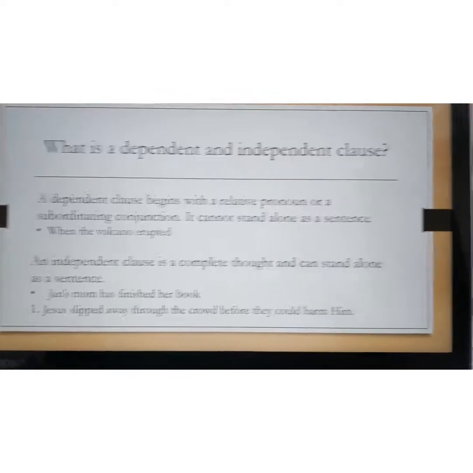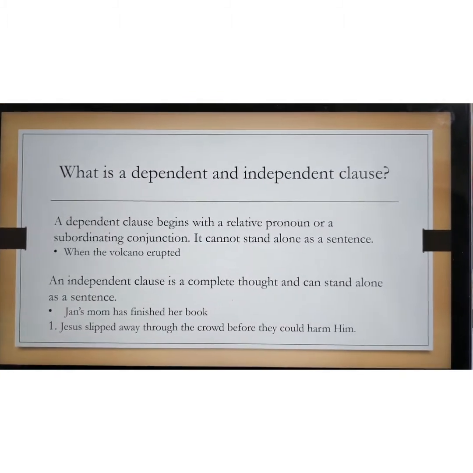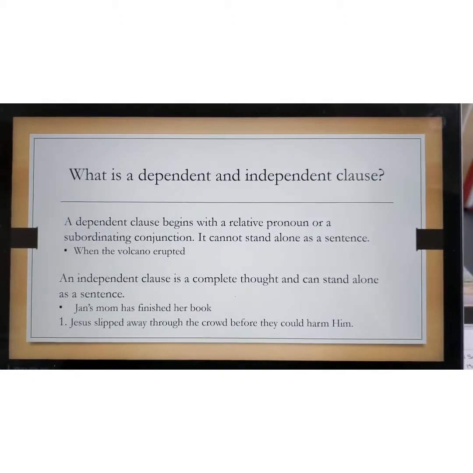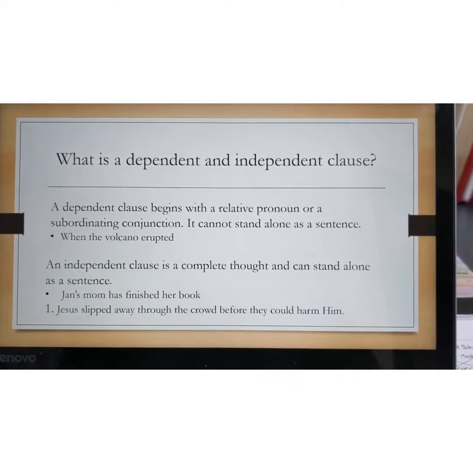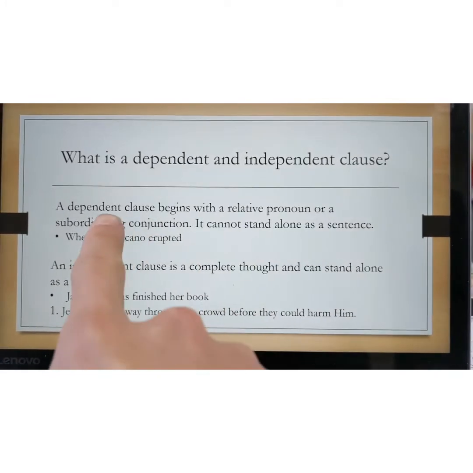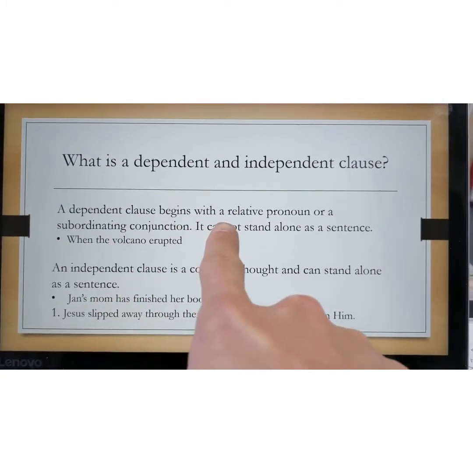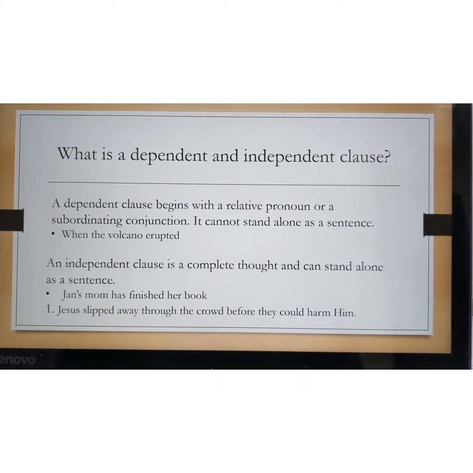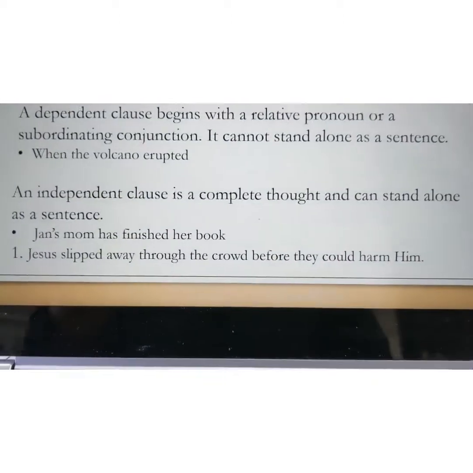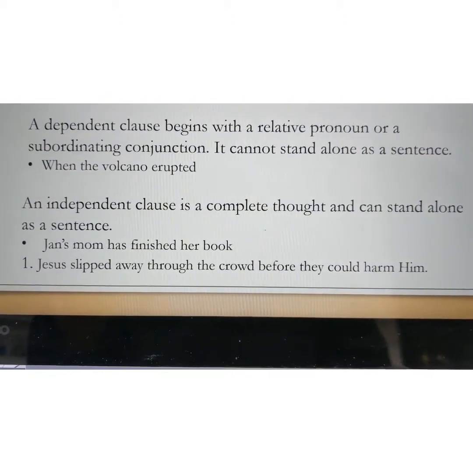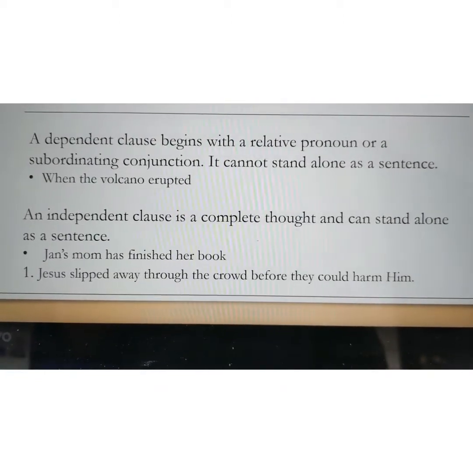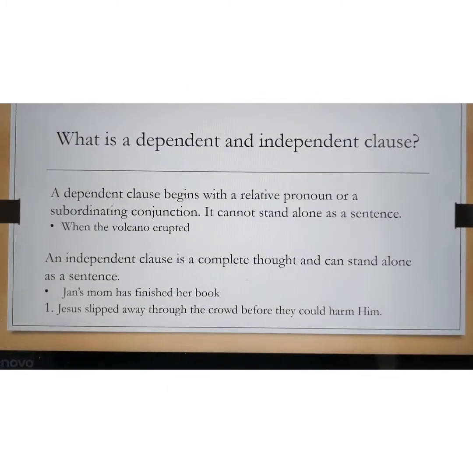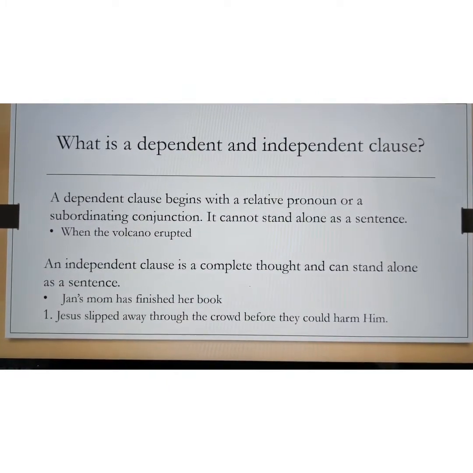So here's an example that we're going to do. For your first part in your lesson today, 1 and 2, you're supposed to bracket the dependent clauses and underline the independent clause. So remember, a dependent clause begins with a what? A relative pronoun or a subordinating conjunction. So we need to make sure we know what those are. So in the sentence down here, Jesus slipped away through the crowd before they could harm him. Where is our dependent clause? Where's our subordinating conjunction or our relative pronoun that introduces our dependent clause?